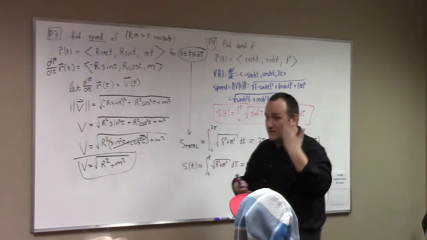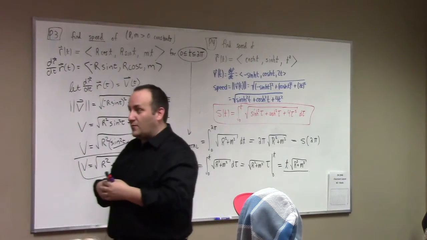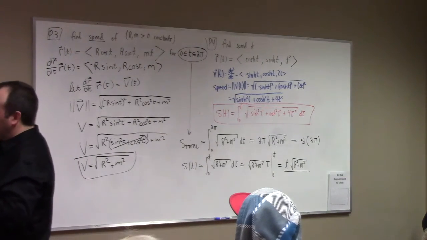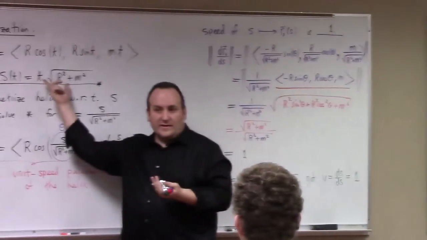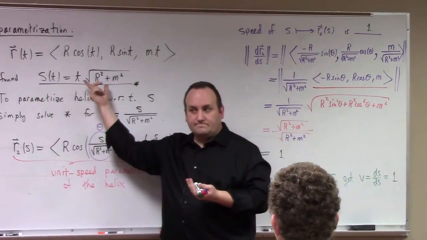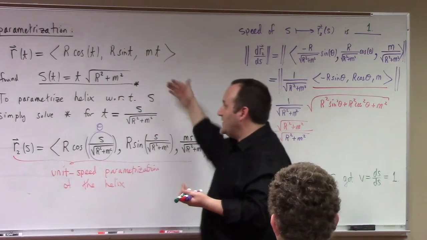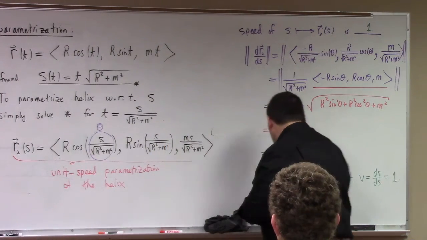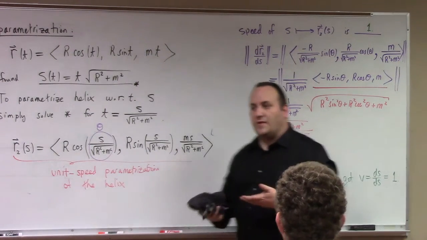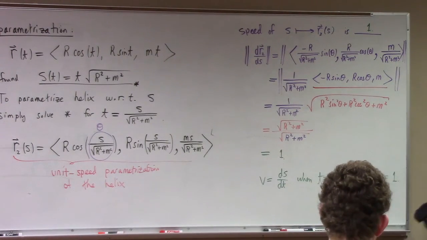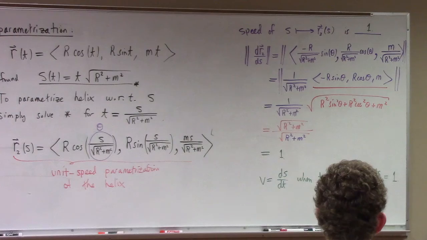So if you can't do the integral, it's hard to find the concrete formula. It was simple to solve this for t, right? We just had to divide by that speed. For an arbitrary curve, it might be very difficult to do that algebra. Nevertheless, theoretically, it's always possible, at least in principle, to find a unit speed parameterization of a curve. All right?